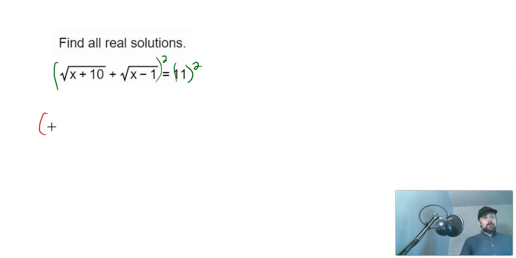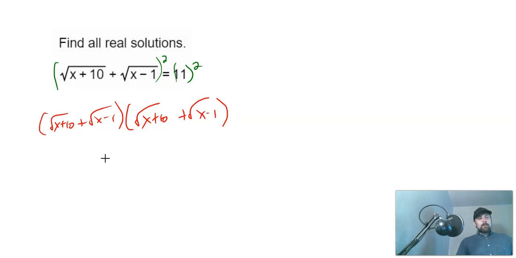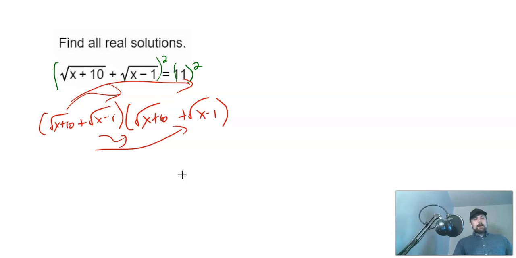What you would have to do is do square root of x plus 10 plus square root of x minus 1 multiplied to itself twice. And then you'd have to FOIL here, first, outer, inner, last. This is just not a good way to go. The square roots are not going to get canceled out. It's just going to be a big mess. It's not going to work out very well. So that's not the way you want to go either.